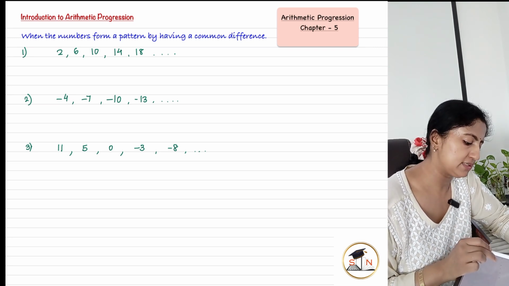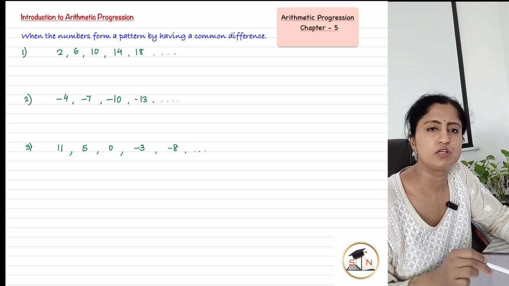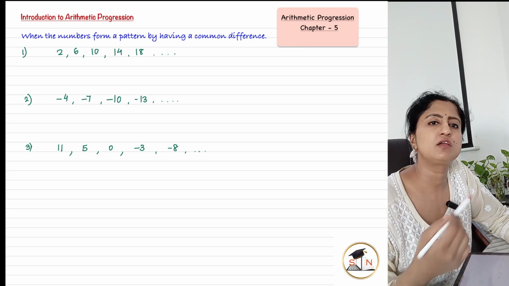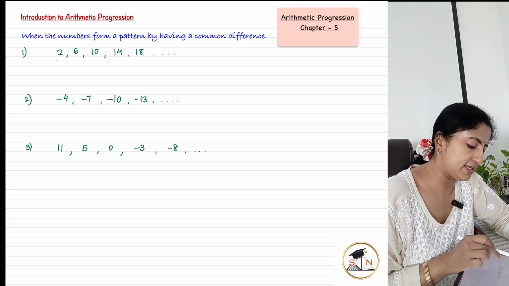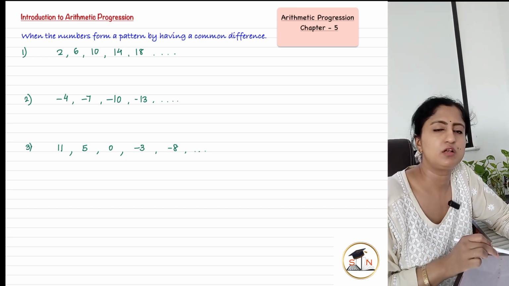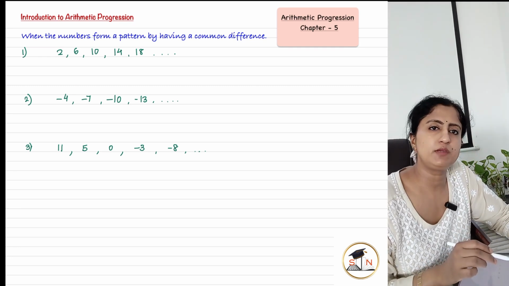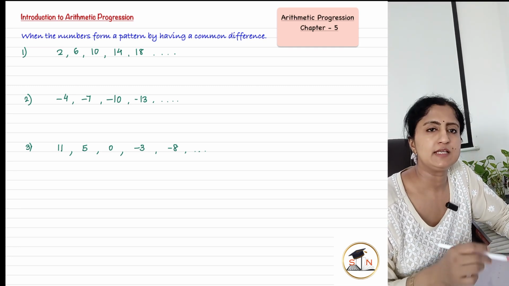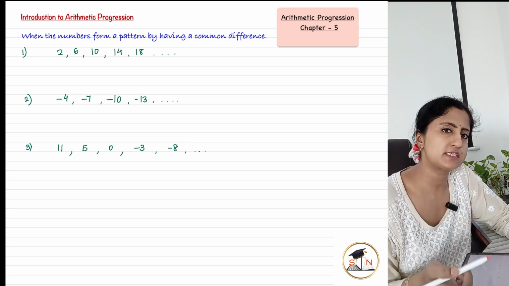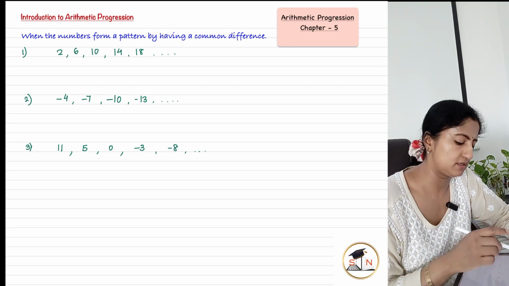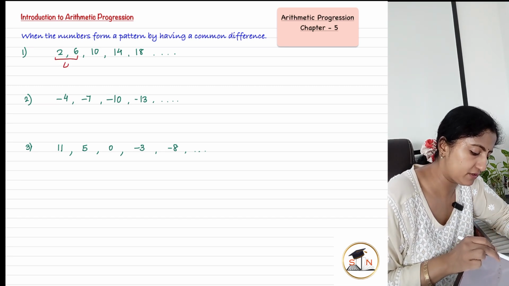We have 2, 6, 10, 14, 18, dot, dot, dot. Dot, dot, dot means it is going on and on. Now, 2, 6. What is the common difference over here? Or I should say, what's the difference? When we are finding the difference between the terms, we always subtract the previous term from the next term. So, 6 minus 2 is 4.